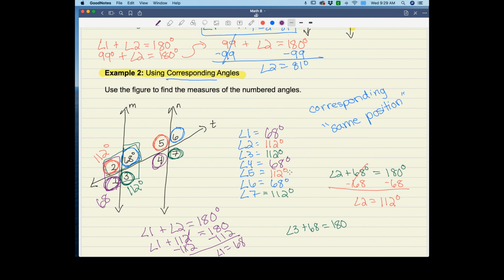And you kind of look at that. It's 112, 68, 112, 68. They're matching. Red matches to red, blue to blue, green to green, purple to purple. Angle 2 matches angle 5. They're equal. 68 degrees matches to angle 6. They're equal. They're congruent. Angle 1 matches angle 4. They're congruent. Angle 3 matches angle 7. They are congruent. And that's how you can determine all of the numbered angles when you have two parallel lines cut by a transversal.